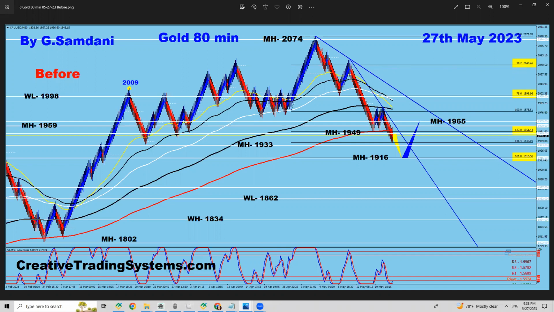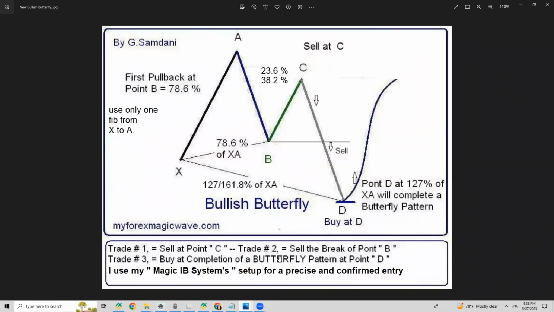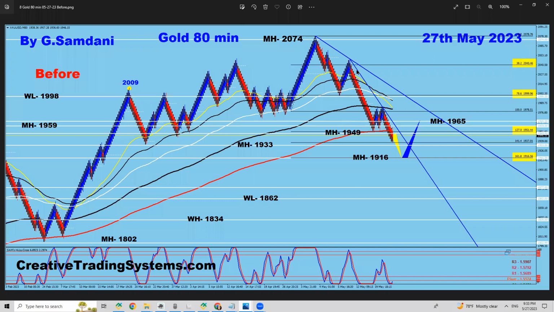From there on, usually the butterfly pattern ends up in two different possible places. The small butterfly is 127, bigger is 161. So it comes down here, the small one is here. If you break below, then it goes to 161. Either way, it's a bullish butterfly pattern. What's happening here now is after the 23% or 38% hit, it came down here and see this 127. It hit the 127 level and started to go up.